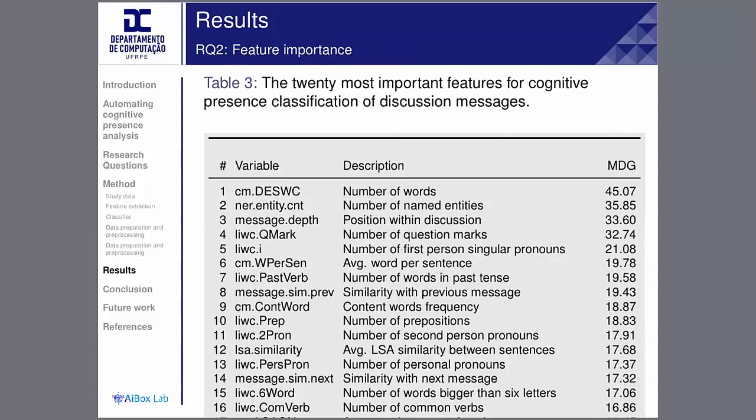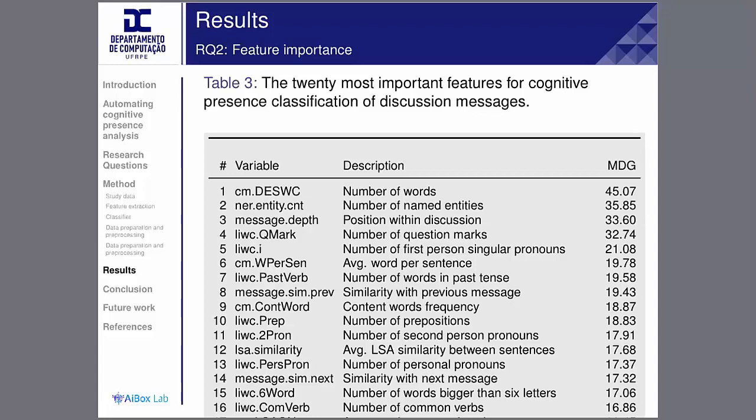Okay, regarding research question 2, feature importance, here we have a table with the most relevant features for the classifier that we found. Here we have just 16, but we have a table in the paper with the top 20 important features. And here we have, in majority, features related to LIWC, right?